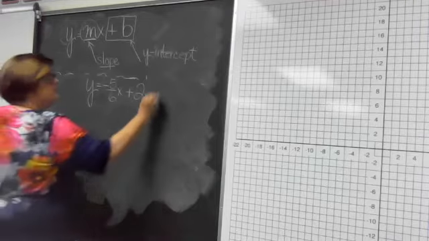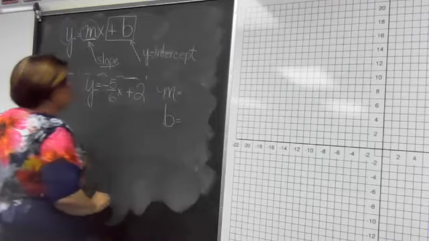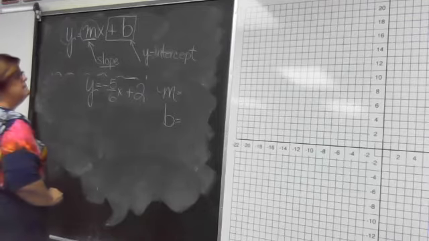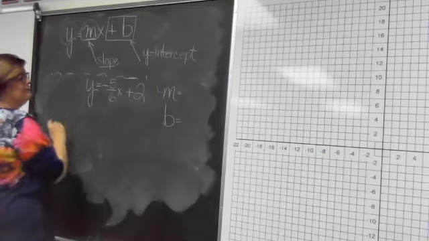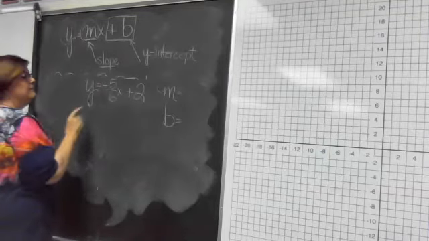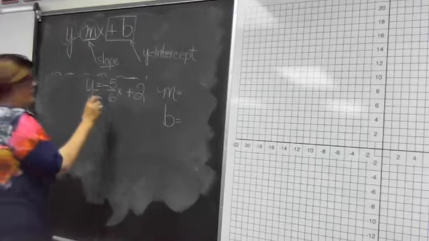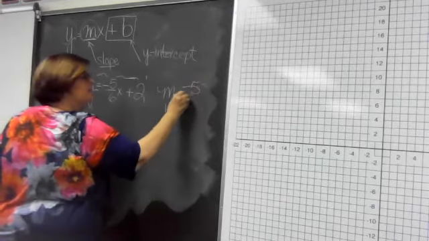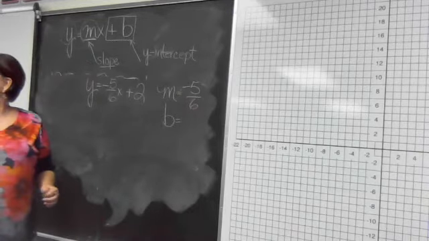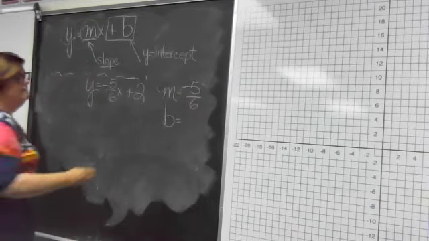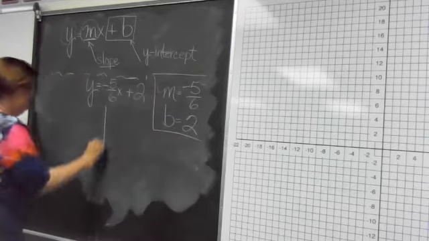Okay, so what I want you to tell me is, what is the slope? What is the y-intercept? What is the slope, Christina? What is the slope out of this equation? Negative 5/6, right? Negative 5/6, good. And the y-intercept, Mary? 2. And this is all the information you need to graph.